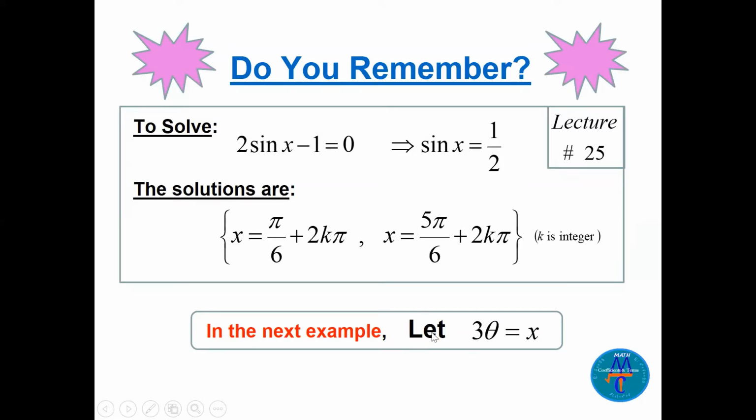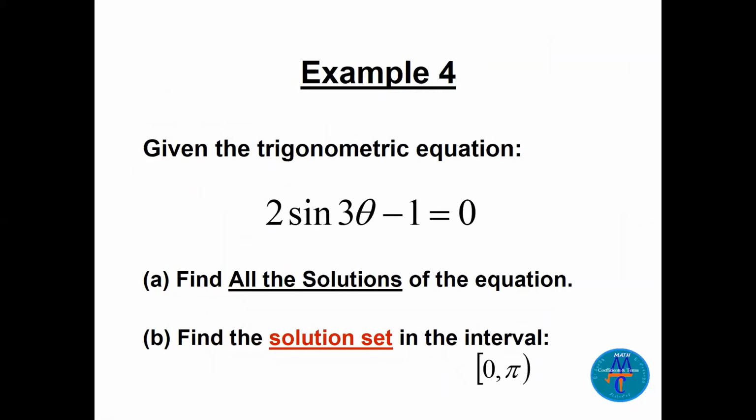So these are basic equations. Now, in the next example, this x here, we will make it multiple angles, half angles, etc. So instead of this x, I will put 3 theta, 4 theta, 5 theta, theta over 2, etc. So it will be more advanced, but we use the same idea. Let's see the question. Given the trigonometric equation, 2 sine of 3 theta minus 1 is equal to 0. In part A, let's find all the solutions without any condition. In part B, let's find the solution set: find all the solutions in the interval 0 to pi.